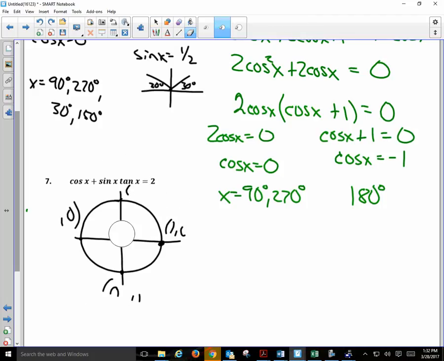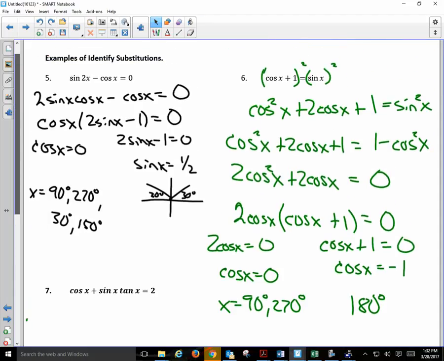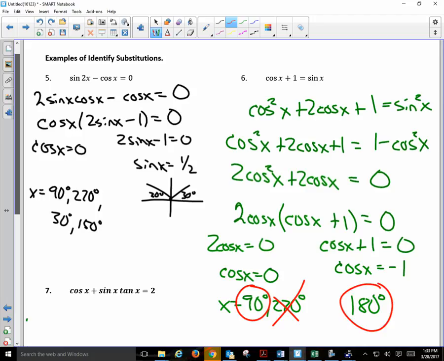All right, well, we got 3 answers, but we know that we possibly added a solution that didn't exist because we got kind of careless. We squared both sides. So let's undo the squares and plug them in and check. Cosine of 90 is 0, plus 1 is 1. Sine of 90 is 1. Sweet. Cosine of 270 is 0, plus 1. Sine of 270 is negative 1. Cosine of 180 is negative 1, plus 1 is 0. Sine of 180 is 0. Those are my 2 solutions.